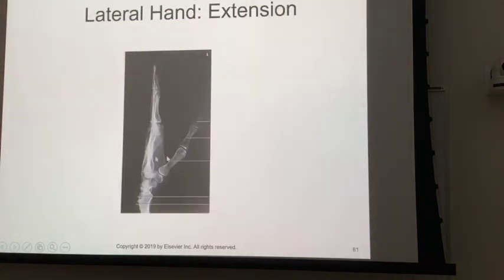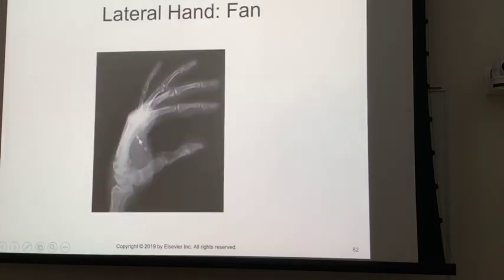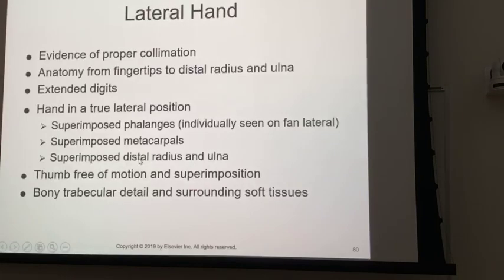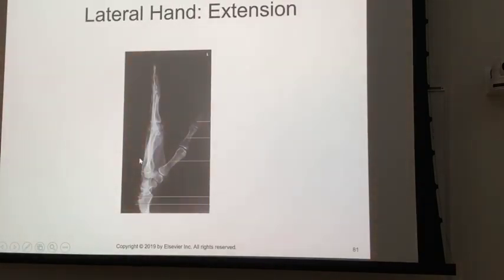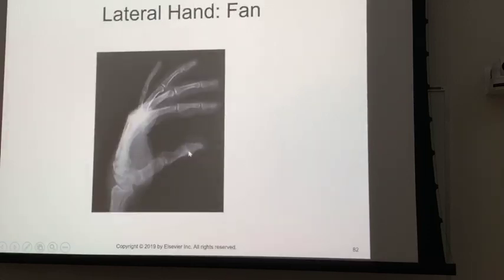So lateral and extension, you can actually see the sesamoid bones there. Again, make sure that you don't put the thumb, but you see the foreign bodies much better in the lateral hand with the hand in extension, as opposed to the lateral fan, which shows you the fractures in the individual digits. So foreign bodies, finger fractures.